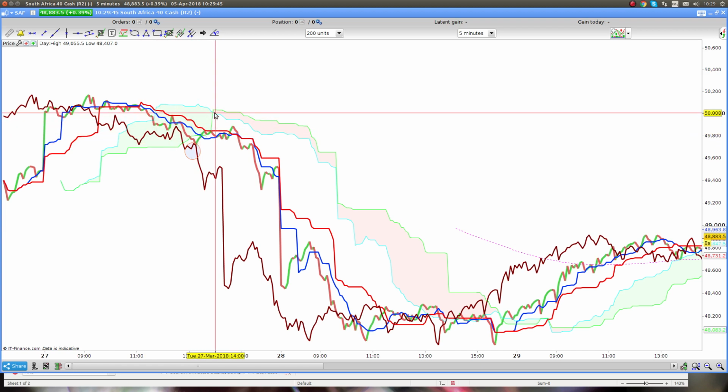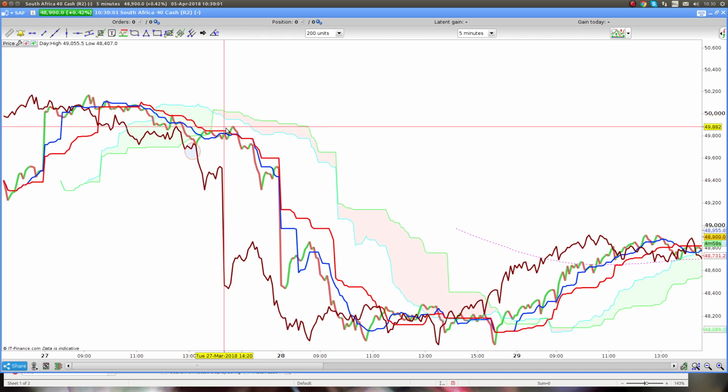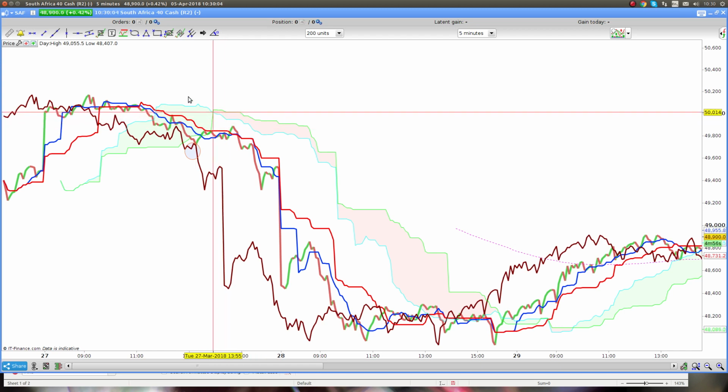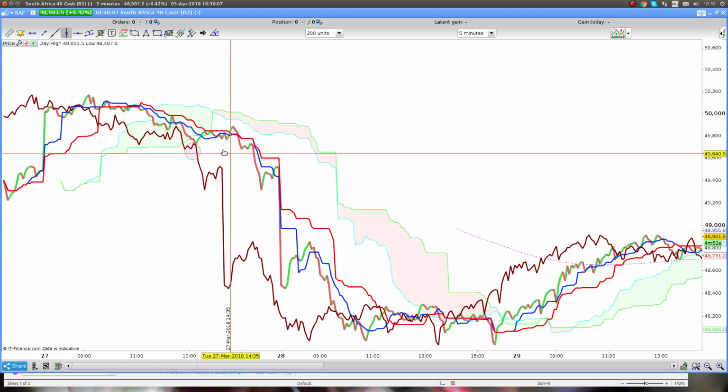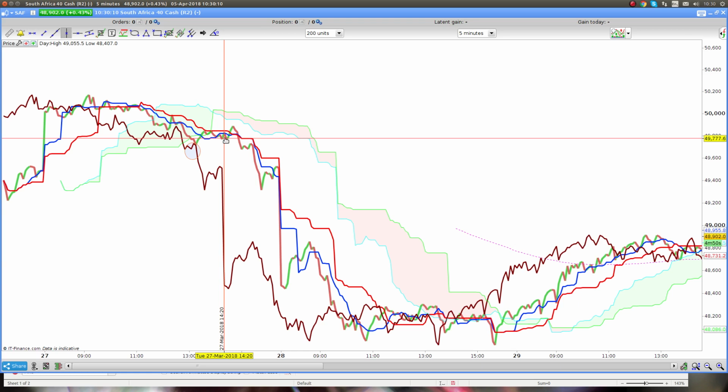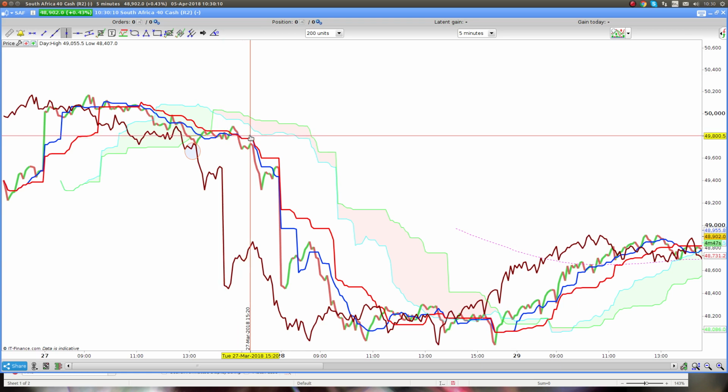The other element that you'll notice is the cloud goes from green to red, and this is known as your twist or your crossover at this point. So if you work 26 periods in advance, you would have seen, let's just put a line in here so you see what I'm talking about. So 26 periods in advance from here would have been around there.